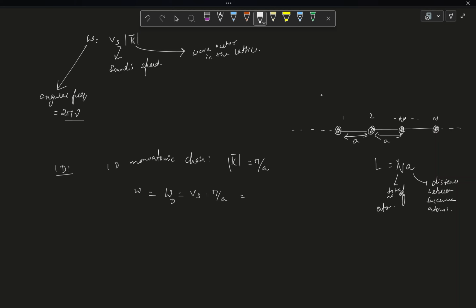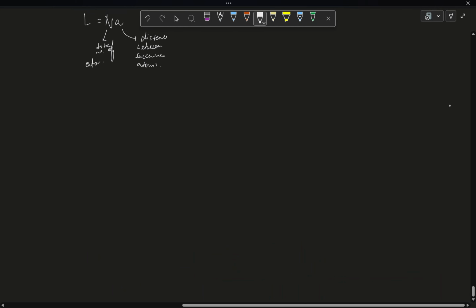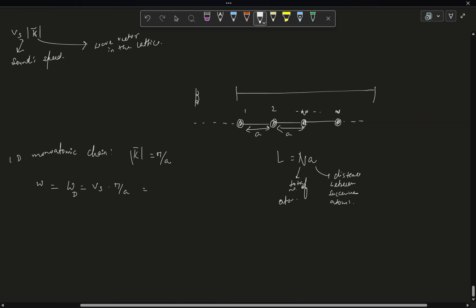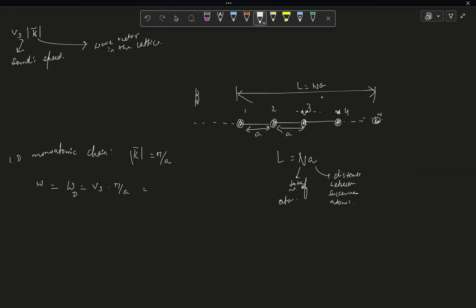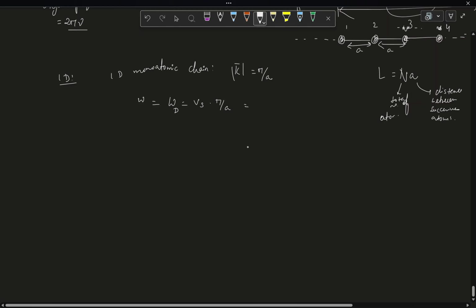So the total length, starting from 1 to n, whatever the n is, we'll get whatever the finishing point is where the n is sitting. 1, 2, 3, 4, and n is maybe sitting here. Then the total length of this line will be n times A, because the individual distance is A and there are n such things, so L equals NA. Then A equals just L by N.